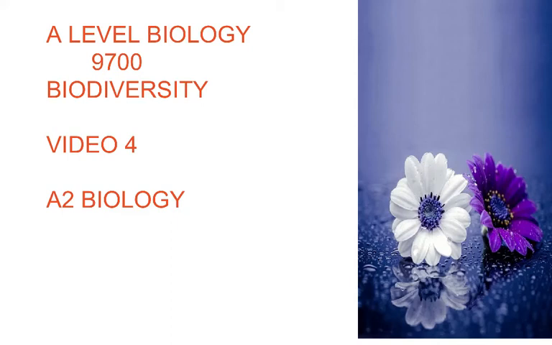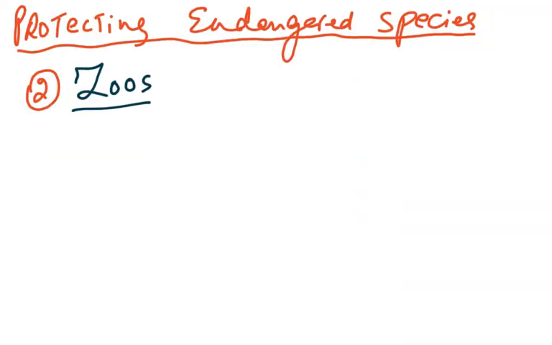Bismillahirrahmanirrahim. Now this is probably the last video, which is video 4 on the A2 level biology chapter on biodiversity, and we've done 3 videos and this is the 4th one, which we could not complete 18.3 in the previous video. So we will continue it on this one. Now under the heading of protecting endangered species, the first one was national parks, which we've discussed in a previous video. And now we're going to talk about zoos.